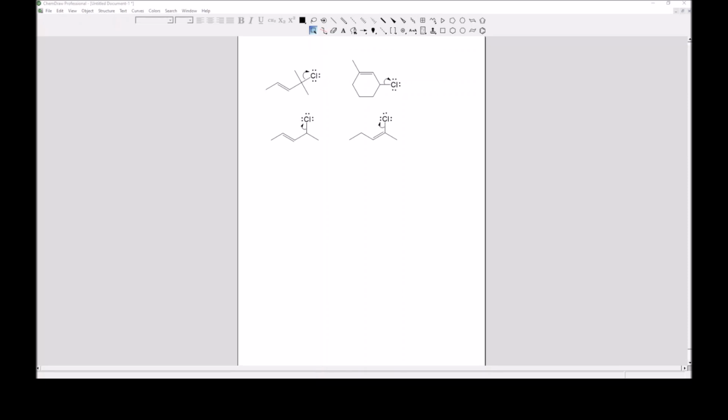So let's figure out what the answer is. SN1 hydrolysis involves the loss of the chloride to form a carbocation in the rate determining step. Three of these compounds can reasonably undergo SN1 hydrolysis. This compound down in the lower right will not undergo SN1 hydrolysis, at least not to an appreciable extent, because it will result in the formation of a vinylic cation.